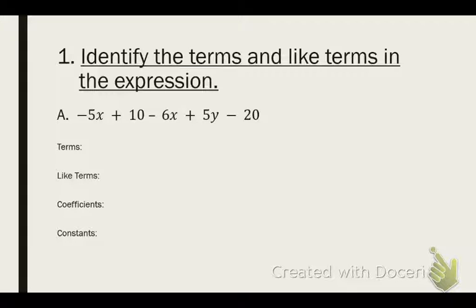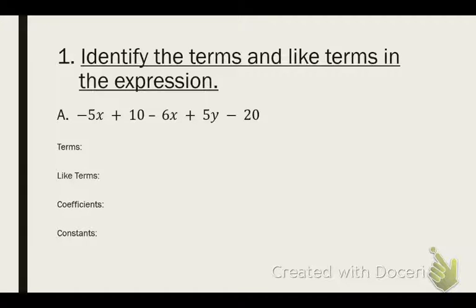Class, what is a variable? It's a letter, okay? So a variable term is something that has a letter in it also. What is a coefficient? The number with the letter. The number part of the variable term. Say that. The number part of the variable term. The last one I want to talk about is a constant. What is a constant? Let's say it together. A number that stands alone.